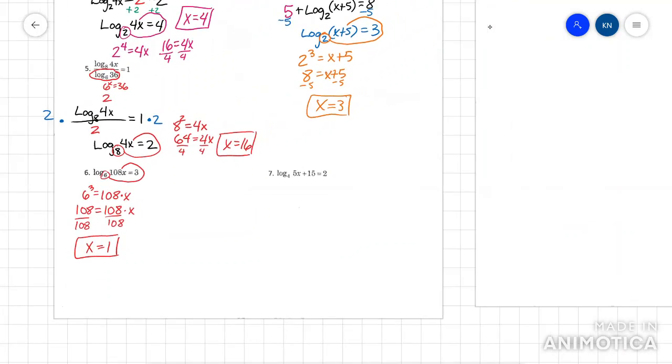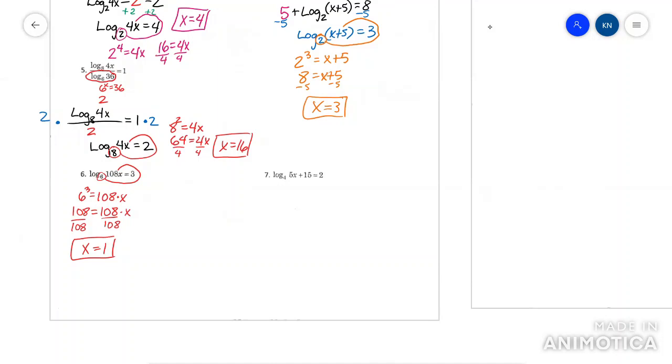All right. Number 7. Isolate that log so you get minus 15 right from the start, because I want to get this by itself. So you end up with log base 4 of 5x equals negative 13. Now, this is going to be a really weird one. You're going to snail it, and so it's like 4 to the negative 13 equals 5x.